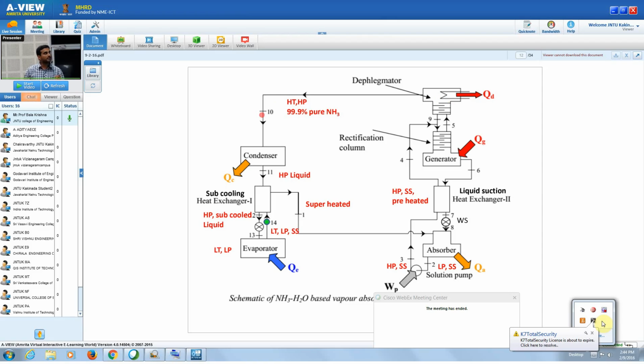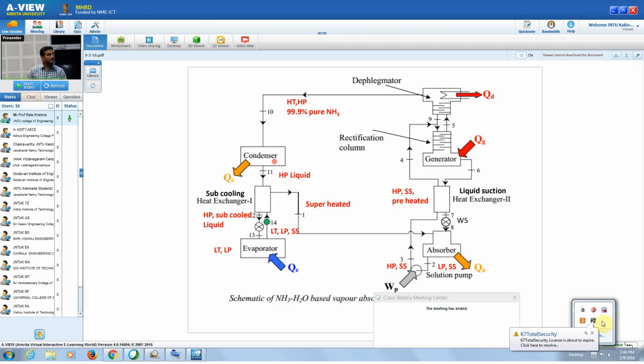If you see point 10, the vapor coming out is at a higher temperature and higher pressure, and the concentration is about 99.9% pure NH3, which is completely ammonia vapor. From point 10 it goes into the condenser. The purpose of the condenser is to convert the vapor into liquid form. Because of condensation, heat has to be rejected so that the vapor gets condensed. Therefore, QC is the amount of heat rejected into the atmosphere so that the vapor gets condensed.